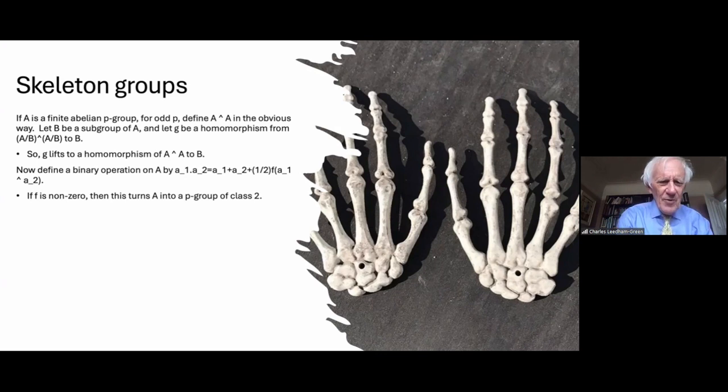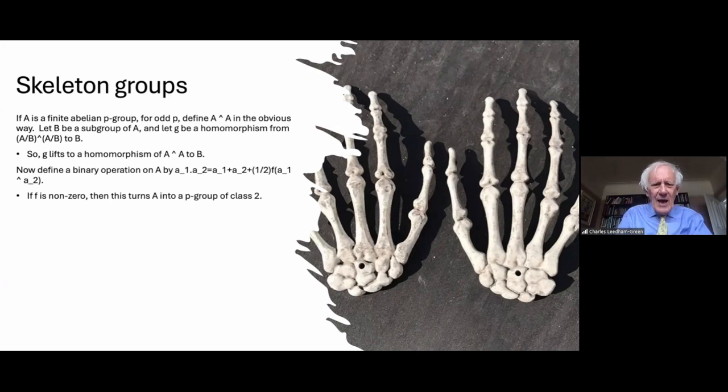So you can define the wedge product in just about exactly the same way you do for vector spaces. And now you take a subgroup B of A and a homomorphism from A over B wedge A over B to B, which lifts then to a homomorphism of A wedge A to B. And now we just mess up the multiplication. Well, I was writing the abelian group additively, but now I'm going to get a multiplicative structure. A1 dot A2 is A1 plus A2 plus a half of F of A1 wedge A2. And it's a complete triviality to see that if F is non-zero, that has replaced A by a group of class 2 on the same set.